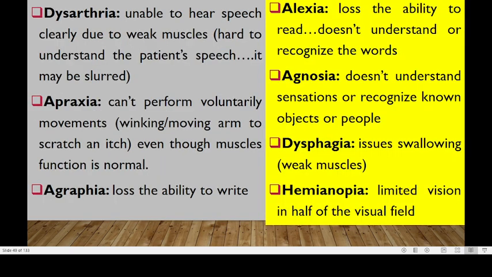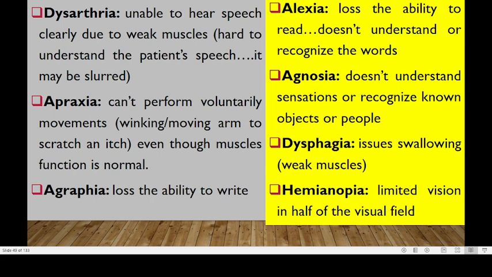We also have another abnormality, the dysarthria. These are unable to speak clearly due to weak muscles. Okay, hard to understand the patient's speech, and the speech also may be slurred, right? Apraxia, they can't perform voluntary movements like winking. They can't wink. They can't move the arm to scratch an itch even. The muscle function is normal, but they can't do it, right?